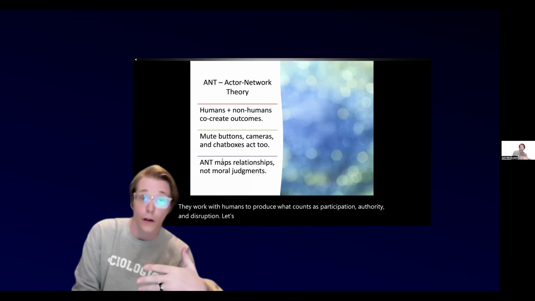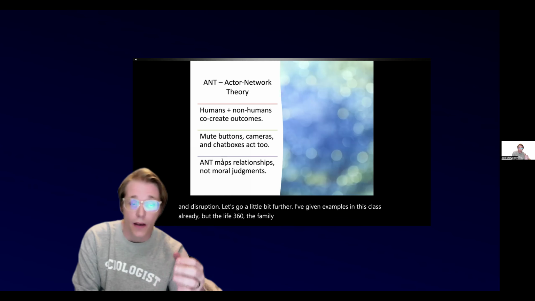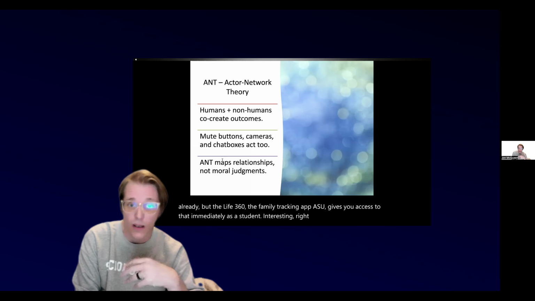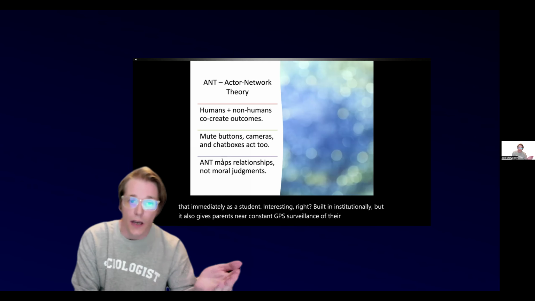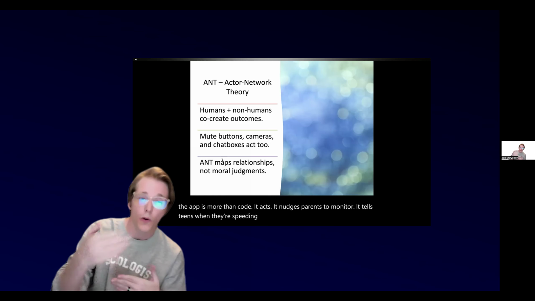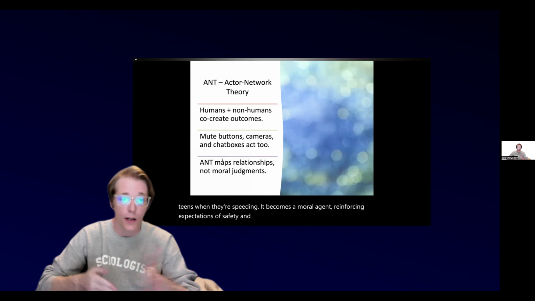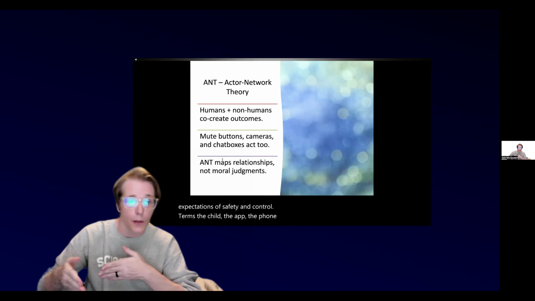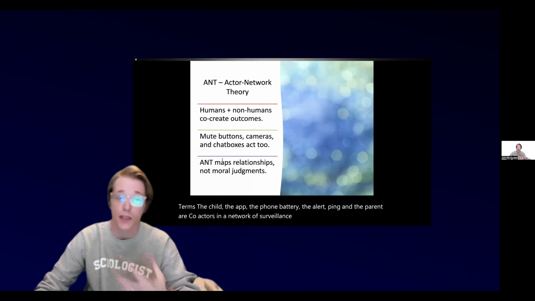Let's go a little bit further. I've given examples in this class already, but the app Life360, the family tracking app, ASU gives you access to that immediately as a student. Interesting, right? Built in institutionally. But it also gives parents near constant GPS surveillance of their children. But the app is more than code. It acts. It nudges parents to monitor. It tells teens when they're speeding. It becomes a moral agent, reinforcing expectations of safety and control. In ANT terms, the child, the app, the phone battery, the alert ping, and the parent are co-actors in a network of surveillance, care, and sometimes even resentment.